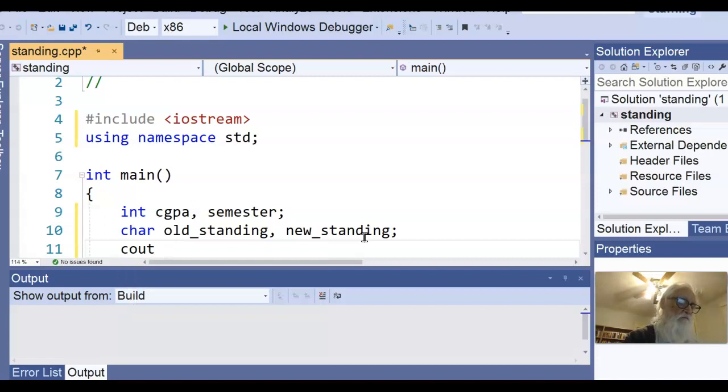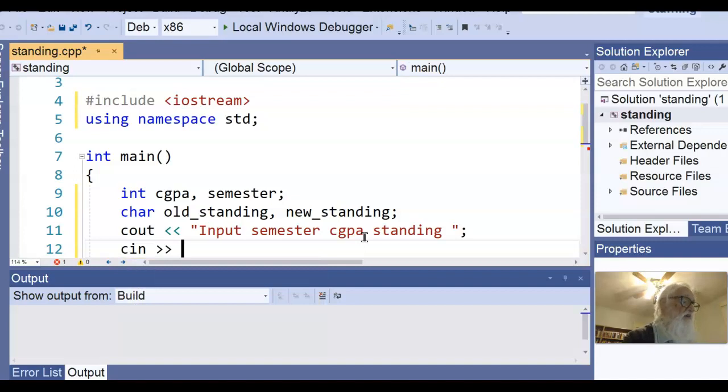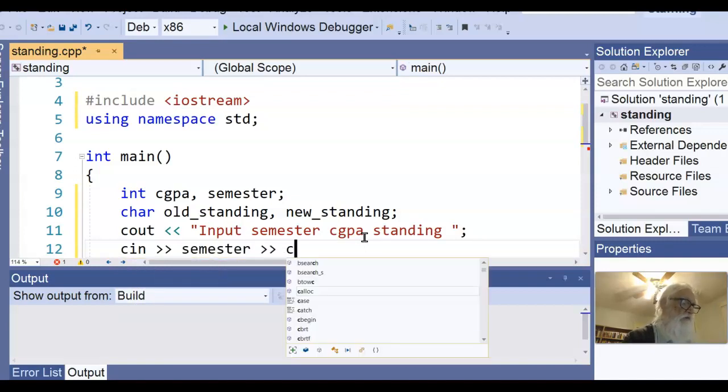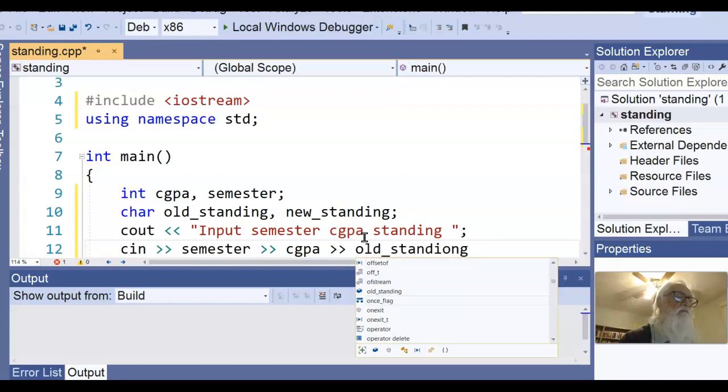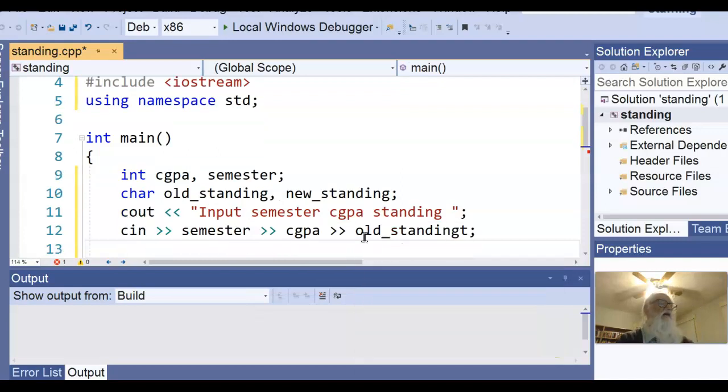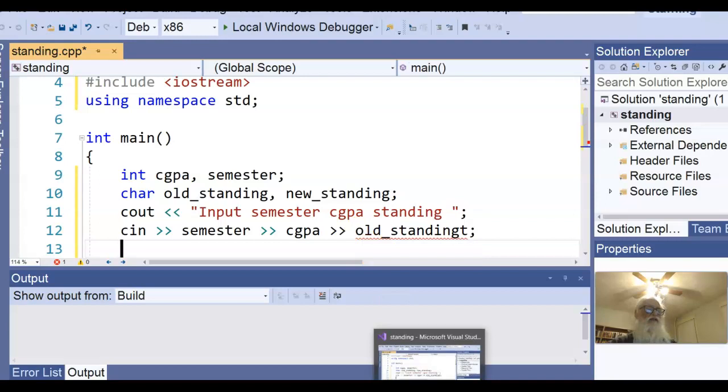As usual, I cout. I tell the user what I want them to input. I want them to input the semester, the CGPA, and the old standing. I would just say standing. And I read those. cin, semester, CGPA, and old standing. So I got them in. That's the first step in our algorithms. You have to read things in.